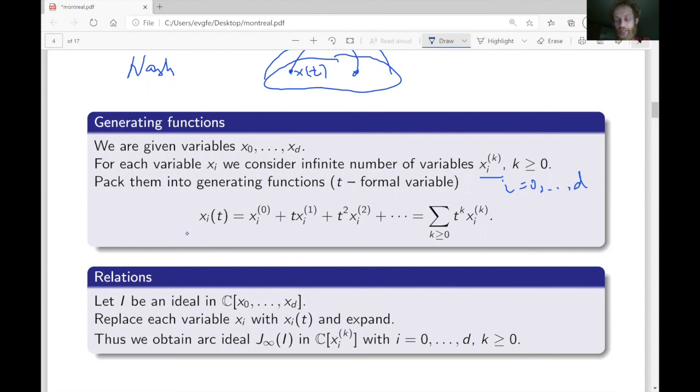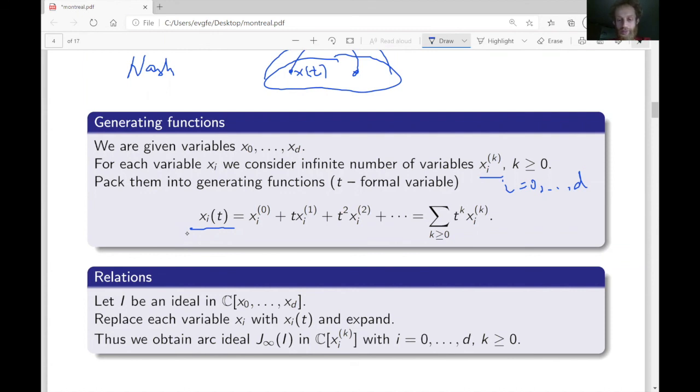And then we have also the upper index. This upper index is k, and it runs from 0 to infinity. So this is our k. So we pack all the new variables into generating functions. So you can see that these generating functions are written down here. And actually, they are given in a very explicit way.